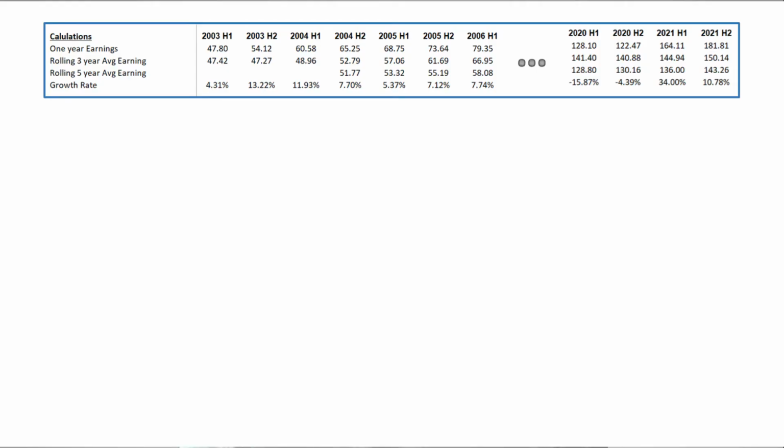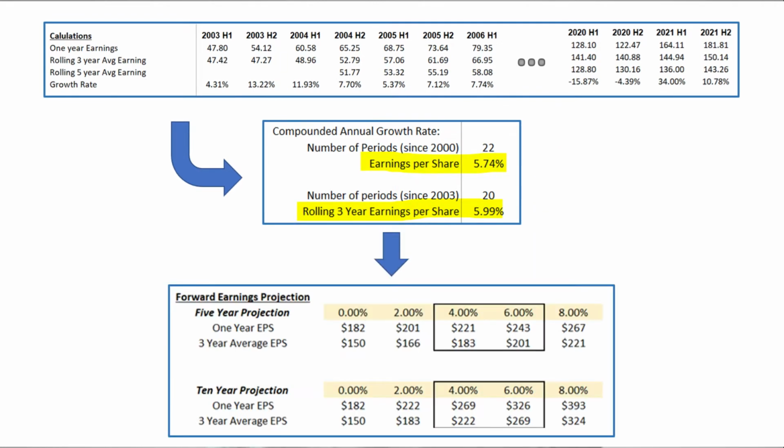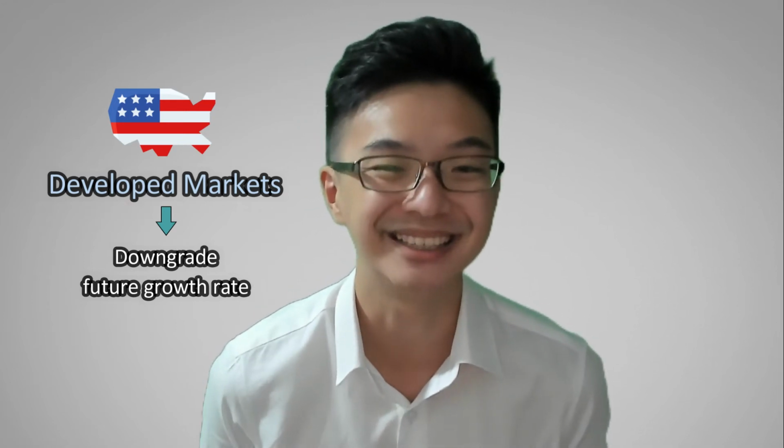For example, if the compounded annual growth rate of the earnings per share over a 20-year period is 5 to 6%, the question that you're going to ask yourself is if it is reasonable to assume that the earnings growth in the future will exceed this 5 to 6%, or should we revise our expectations downwards? As a rule of thumb, for the developed markets like the US and Europe, I will always revise the long-term growth estimate downwards, as it is not reasonable to expect them to grow faster than before, just as it is not reasonable to expect an adult to grow faster than a teenager.